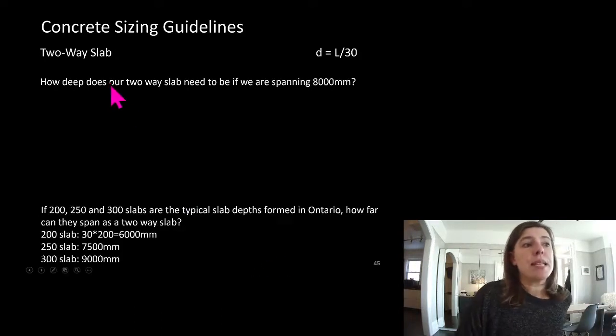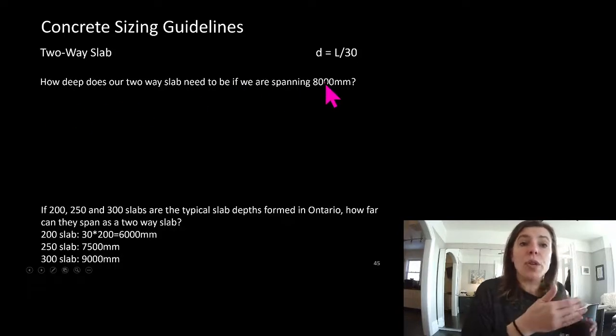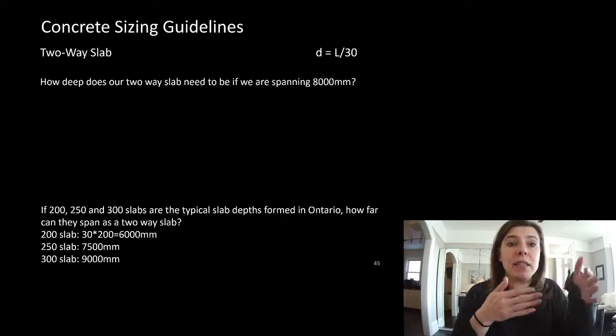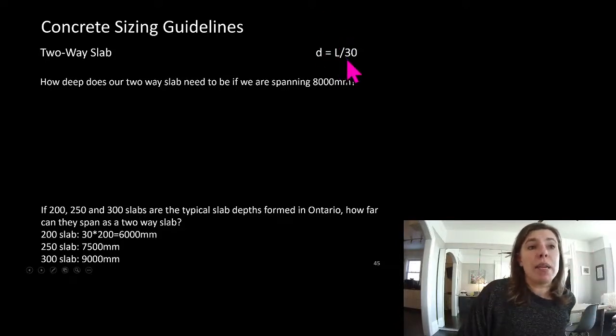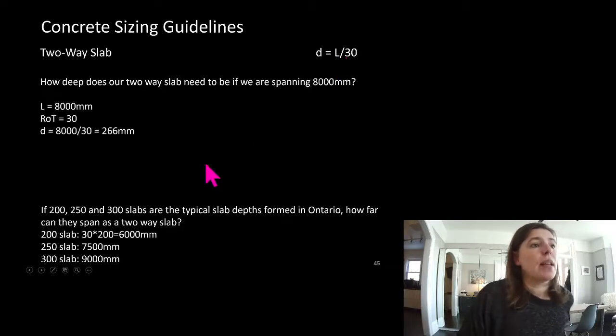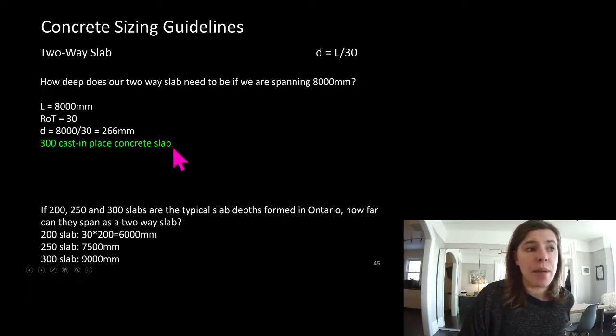So how deep does our two-way slab need to be if we're spanning 8 meters? So we're talking about an 8x8 grid now. Well, our 8 meters divided by 30 gives us 266. We could use a 300 cast in place concrete slab now. Again, 200, 250, and 300 slabs are the typical slab depth formed in Ontario.